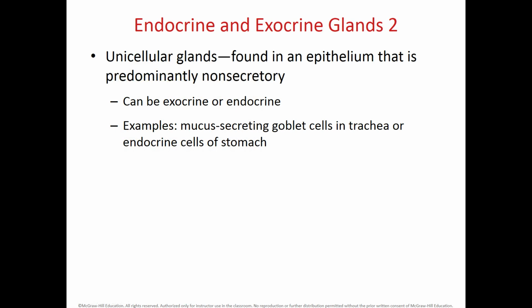Now some glands are classified further into what we call unicellular glands because they are found in an epithelium that is predominantly non-secretory, and they can be exocrine or endocrine. Examples of unicellular glands will be the mucus-secreting goblet cells in the trachea or the endocrine cells of the stomach.